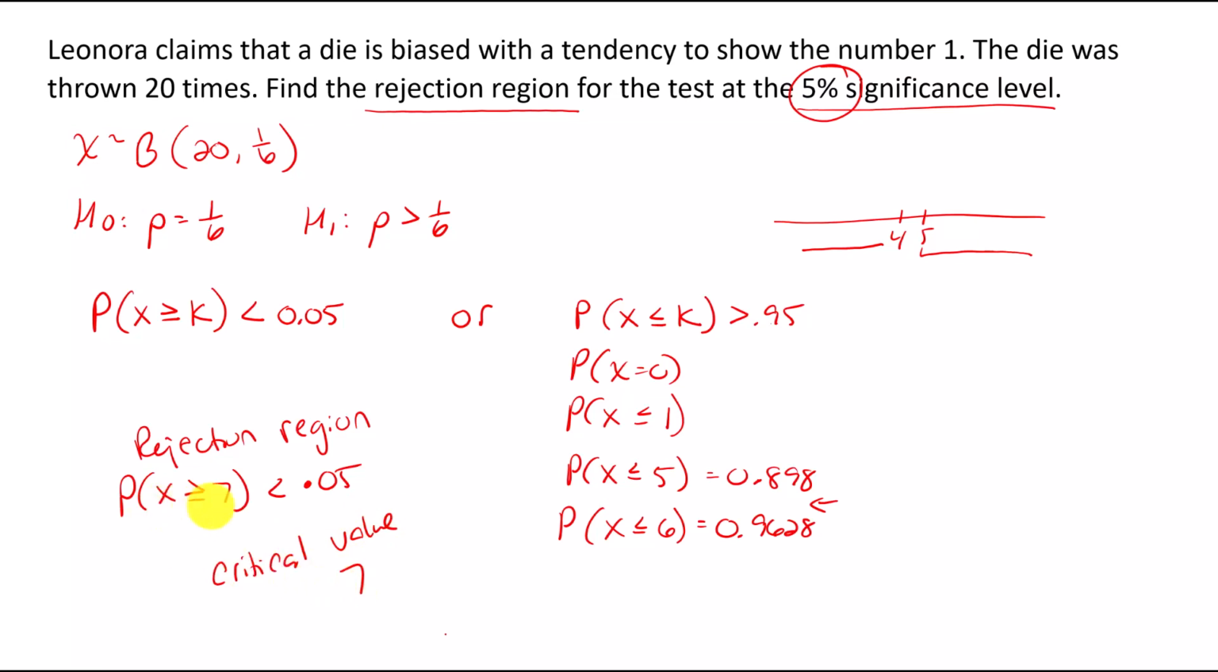So if I roll the die and it shows 1 more than 7 times, then I'm going to reject the null. But if it shows it less than 7 times, then I'm going to fail to reject the null. Okay? All right, we will look at this more in class. Review what you need to. Make sure you understand this concept as best you can, but we will practice this in class. Okay?